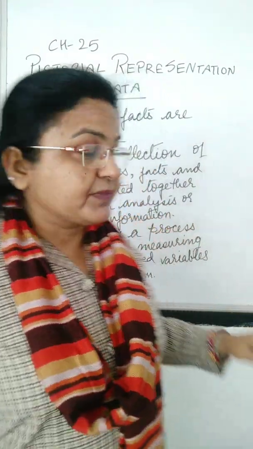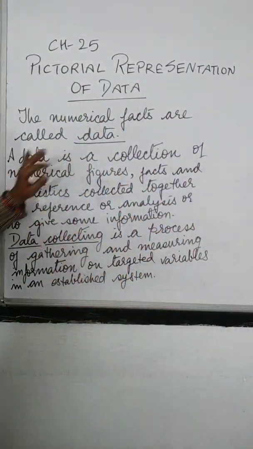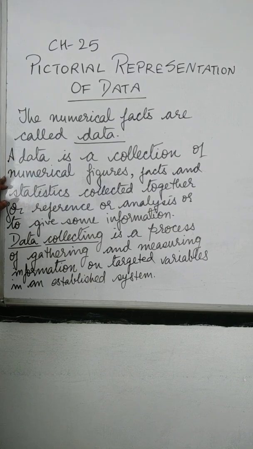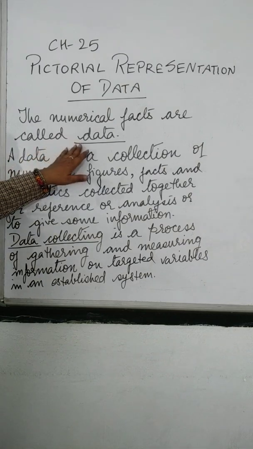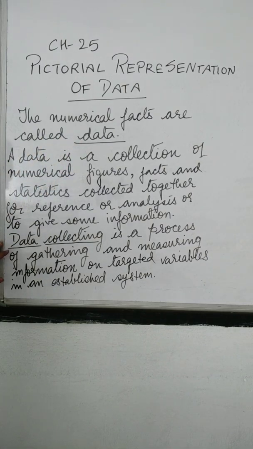Now, these numerical facts which are collected are known as data. Data is a collection of numerical figures, facts and statistics collected together for reference or analysis or to give some information. To gather information, we collect the data. Data collection is a process of gathering and measuring information on targeted variables in an established system.